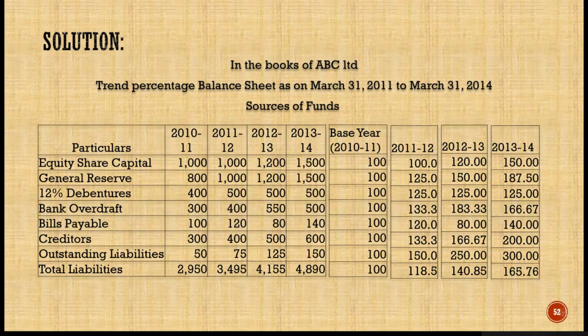Let us see the total liabilities trend. That is 100, 118%, then 140.85, 165.76. That means we can see that total liabilities also show the increasing trend. So like this, we can analyze the trend percentage calculations. Now let us see what is the case in application of funds.